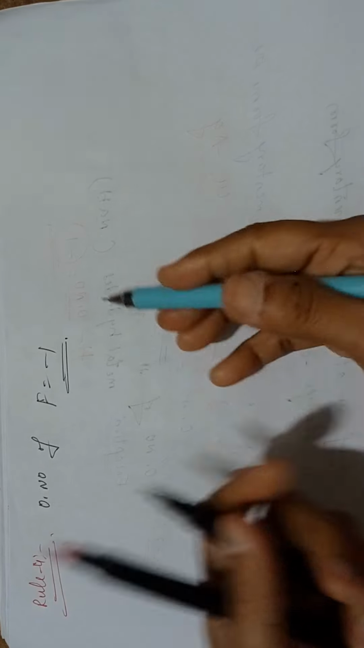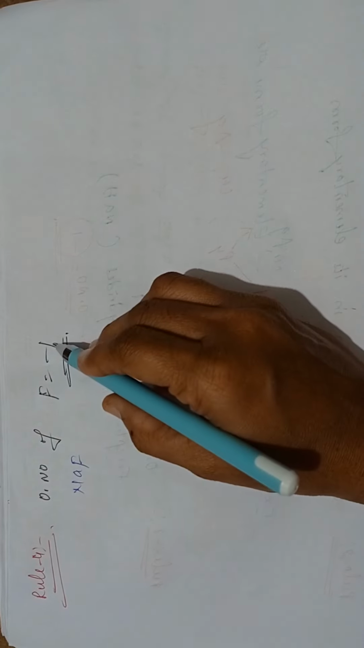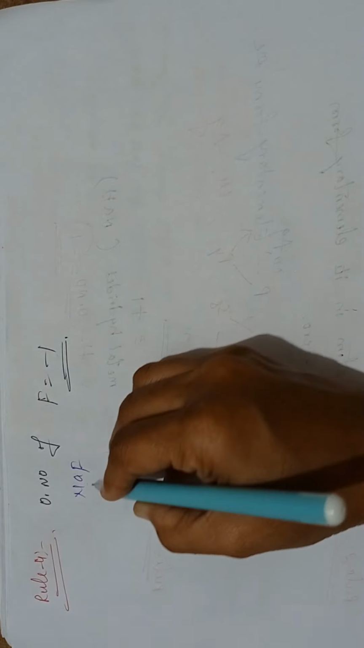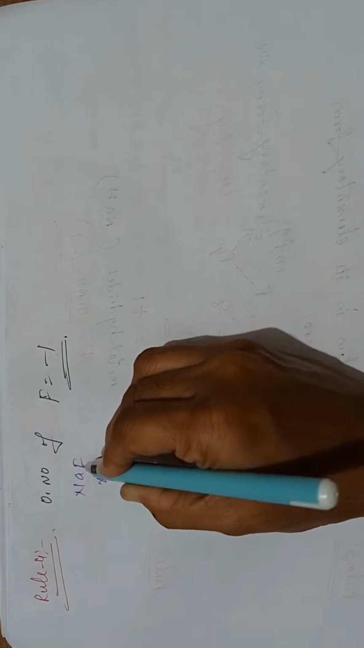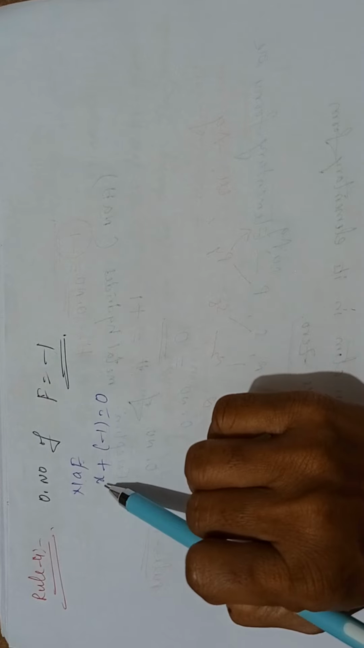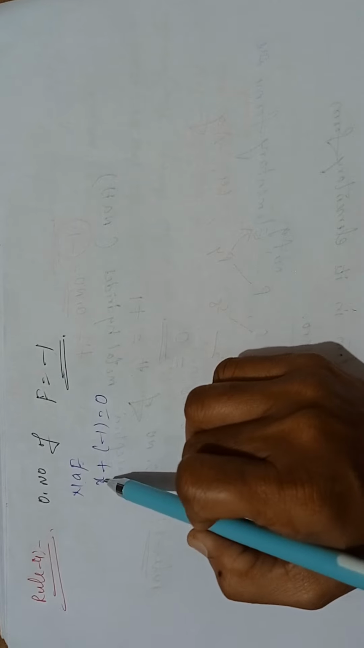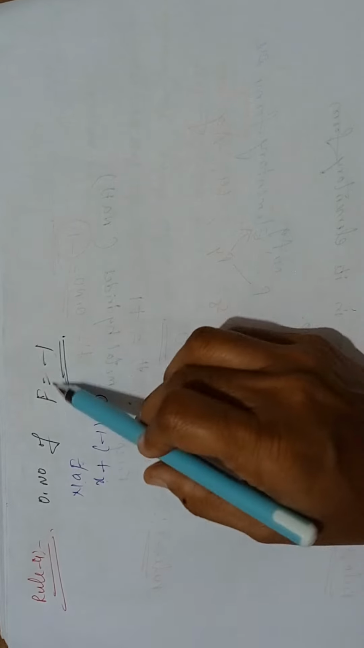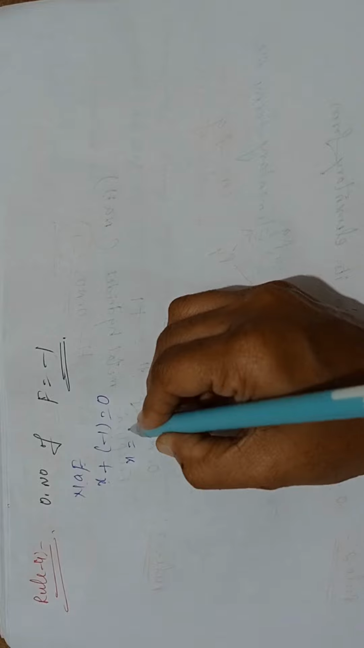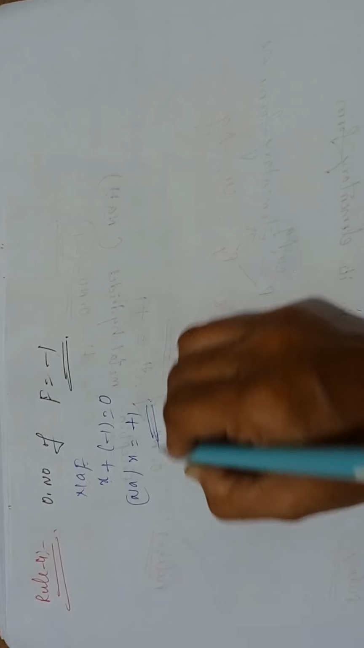Just one example: sodium fluoride. Here the fluorine oxidation state is -1. We have to find sodium, so I take sodium as X. The sum of oxidation numbers is equal to 0. So X plus -1 is equal to 0, which means X is equal to +1. That means the sodium oxidation state is +1. Clear?